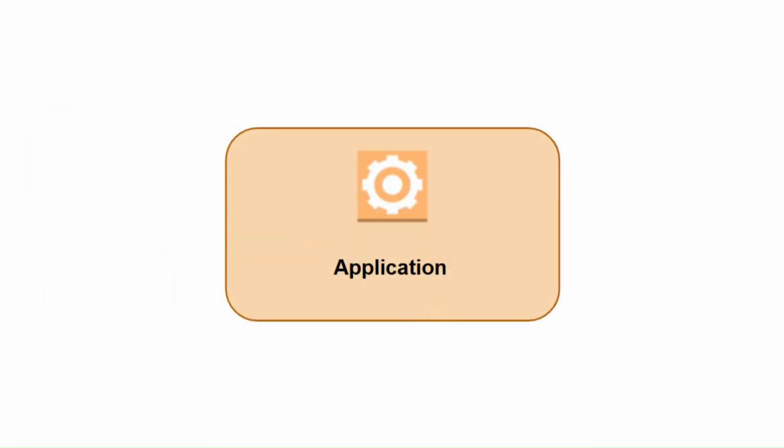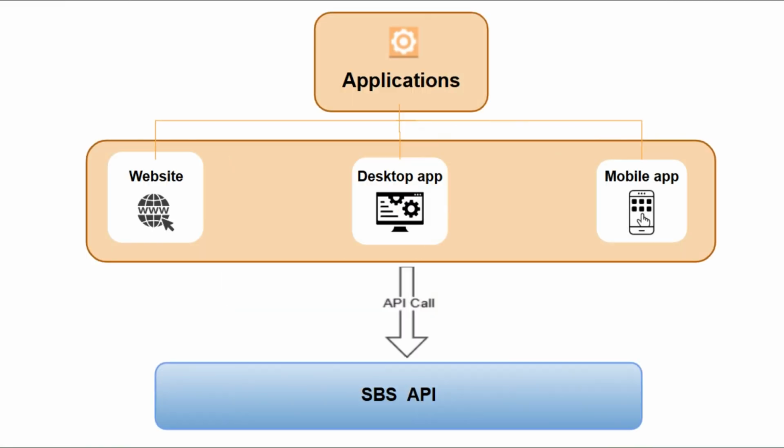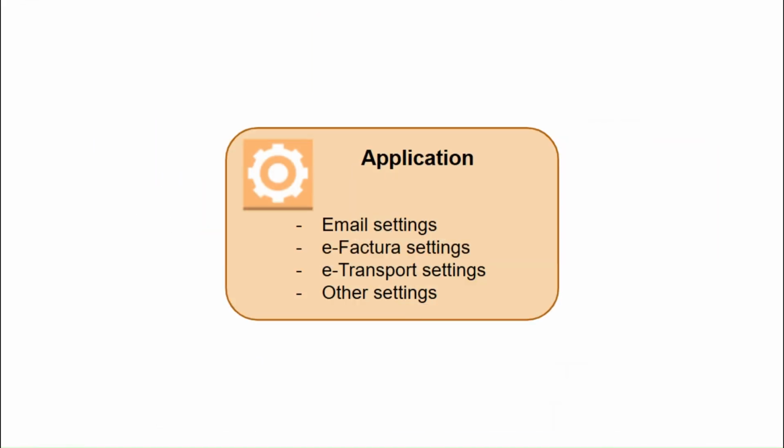An application is technically an API client that calls the SBS APIs. It may be a purely virtual application that does not actually exist in the real world, or it may refer to some actual piece of software that your organization has. For example, your organization may have a website, a desktop app, and a mobile app that all need to call Socrate Business Services APIs. From the SBS perspective, these are all applications, and they should all be defined as such under your organization's SBS account.